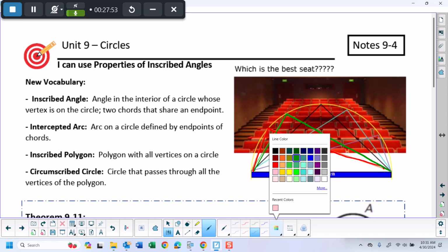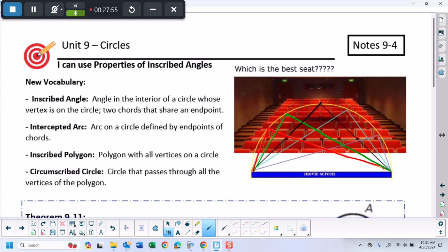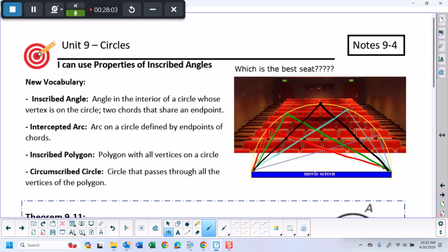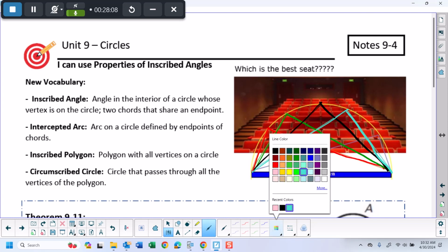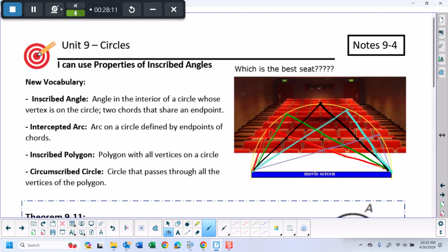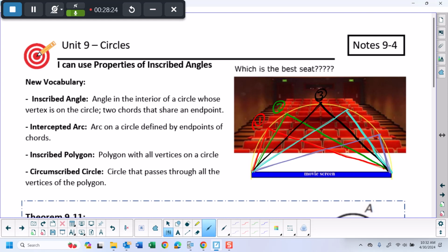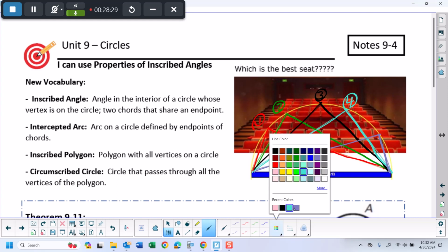I have this inscribed angle here, this inscribed angle here, this inscribed angle here. So let's go ahead and number these. We have point 1, point 2, point 3, point 4, and point 5.